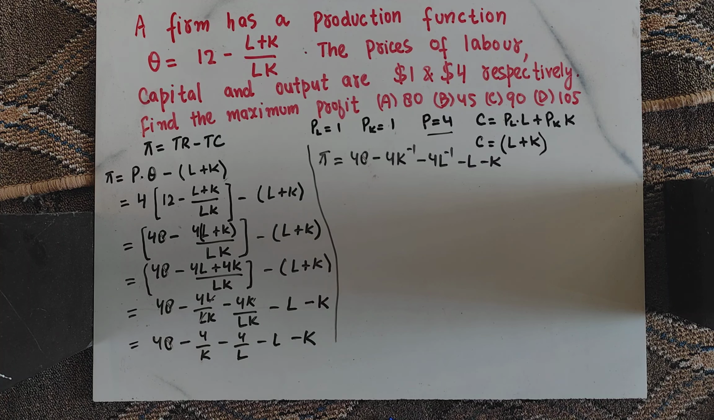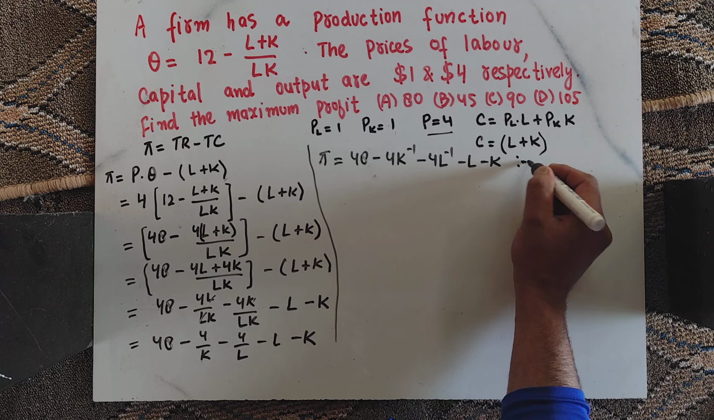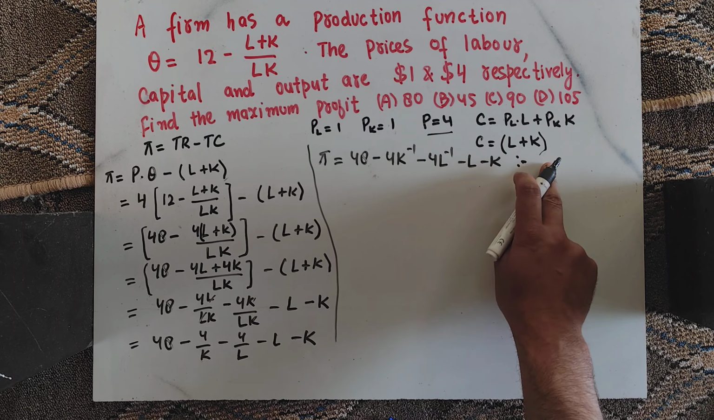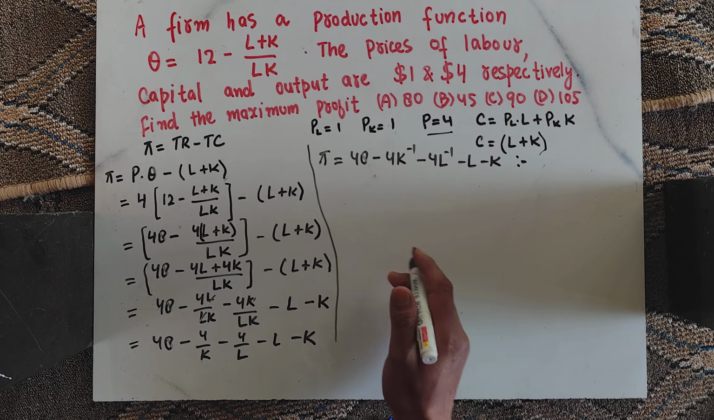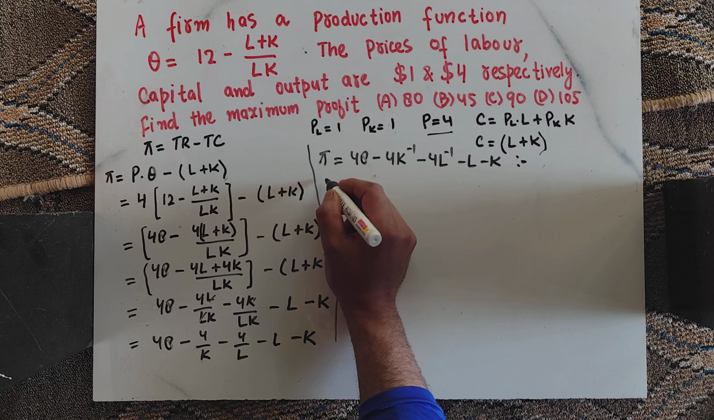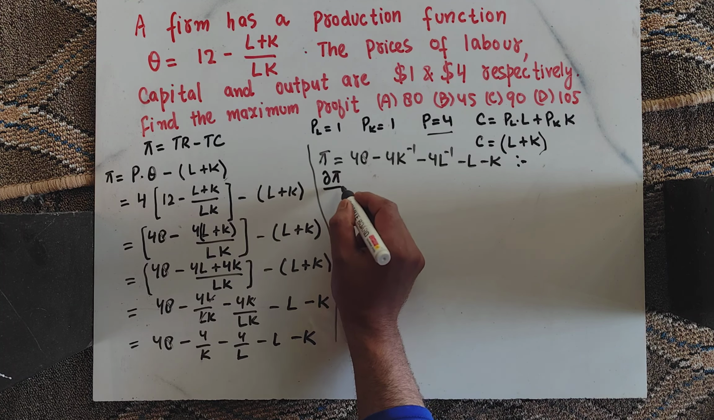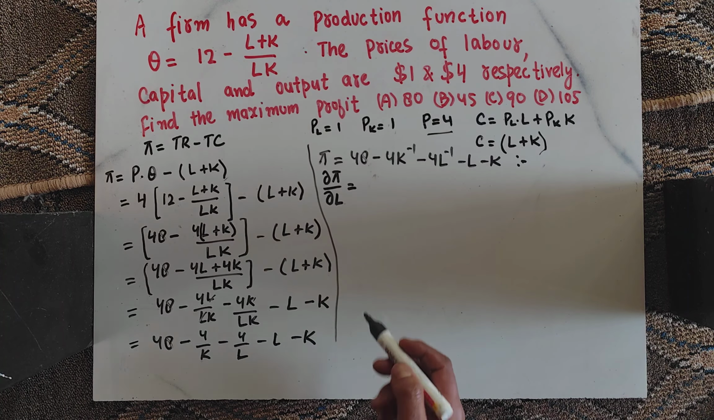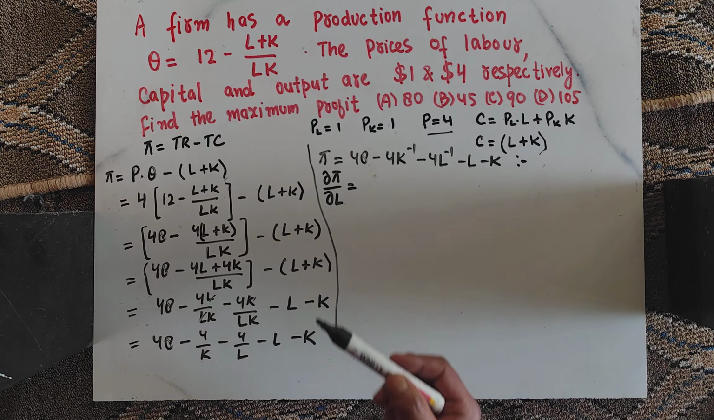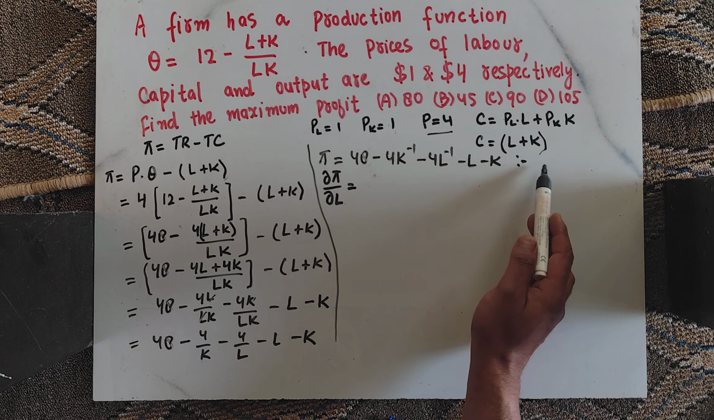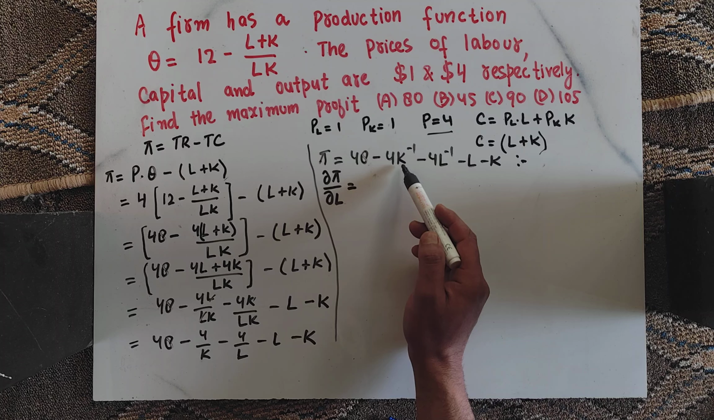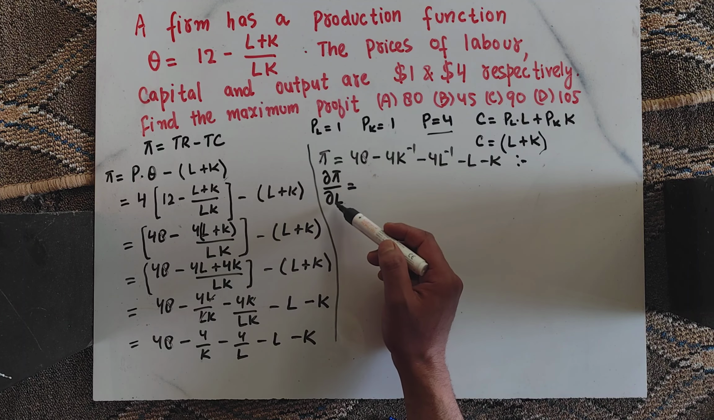Now for maximum profit, what should happen? Marginal profit should be equal to 0. That is, the change in the profit due to the change in the units of labor employed should be equal to 0. So we first find the marginal profit with respect to labor, partially differentiating this function with respect to L. The derivative of a constant is 0, and the derivative of the K term is also 0, because we are taking the partial with respect to L.